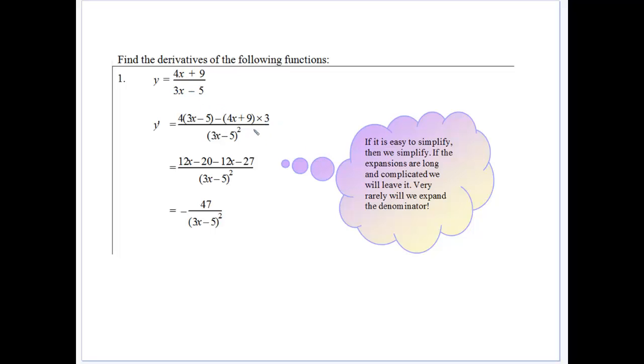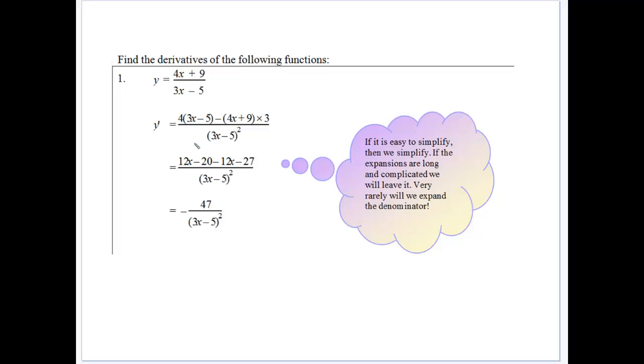Now, this one we can expand out. If it's easy to simplify, then simplify it. That's fine. If the expansion is going to become long and very complicated, just leave it. Very rarely do we expand the denominator, so leave that as squared. But you can. This one's not too bad.